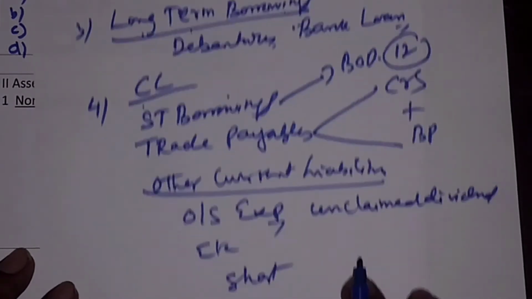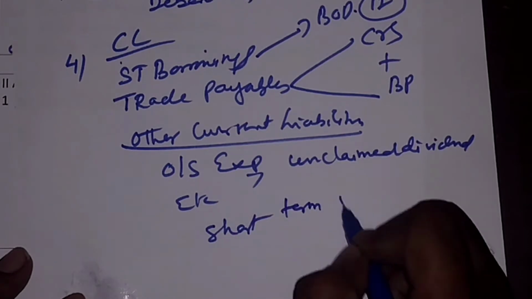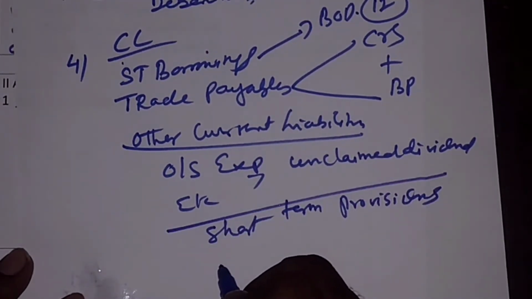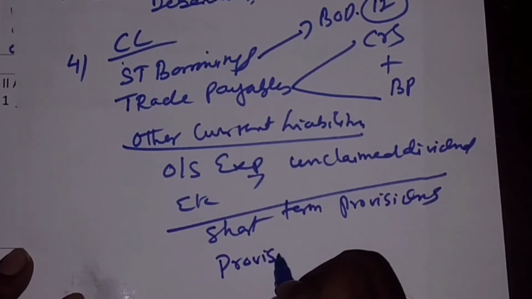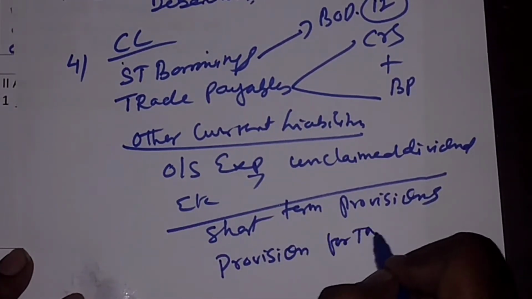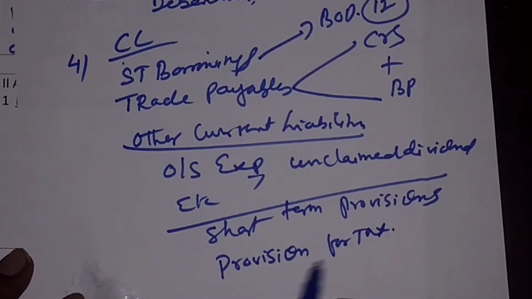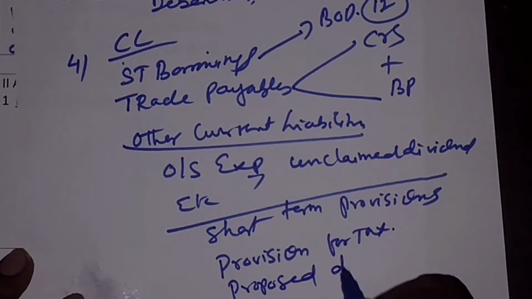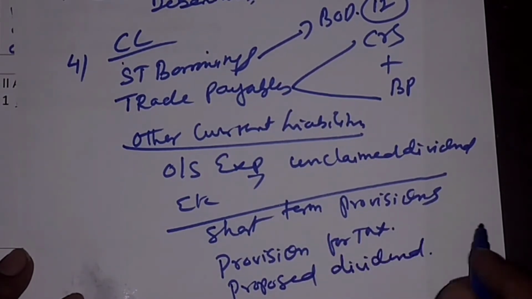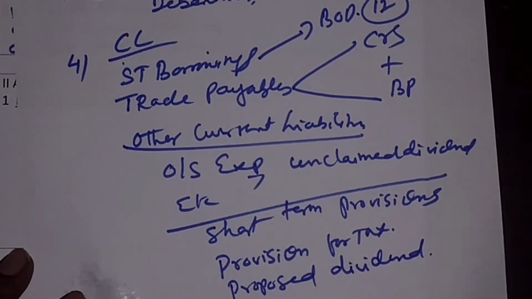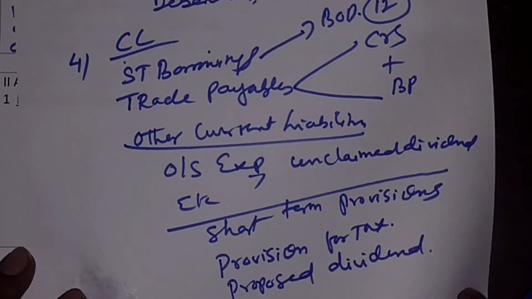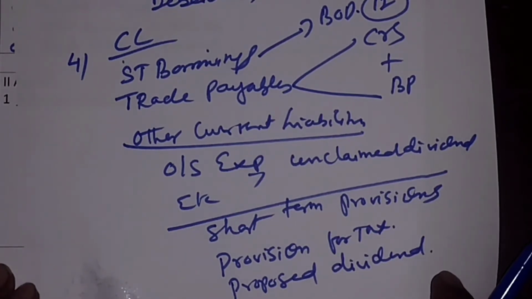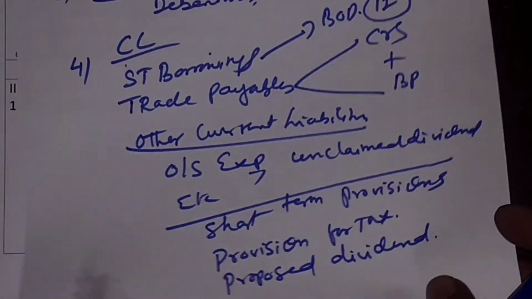And at last is the short-term provisions. What are the short-term provisions? They are provision for tax and proposed dividend. Yes, these are the common entries which will appear on the liability side. Even plenty of other entries are there, but as per our syllabus, we are covering it with fewer items.